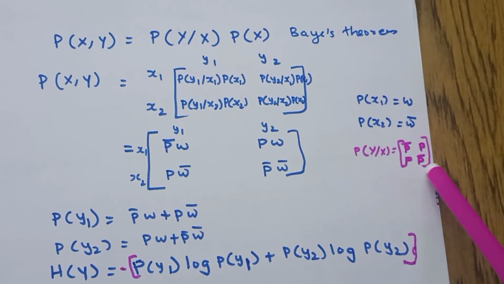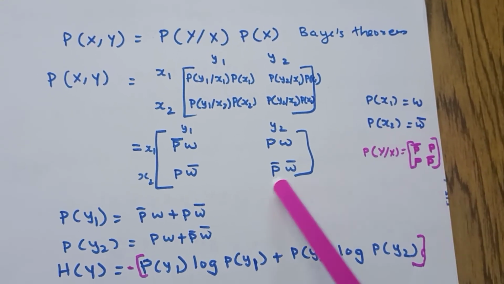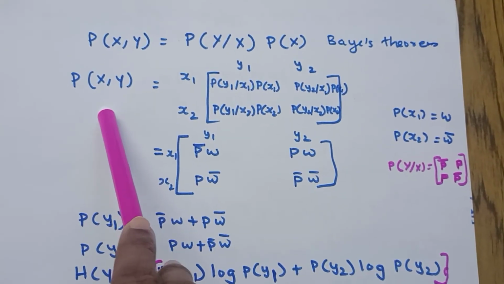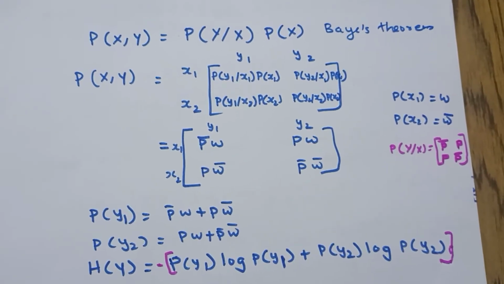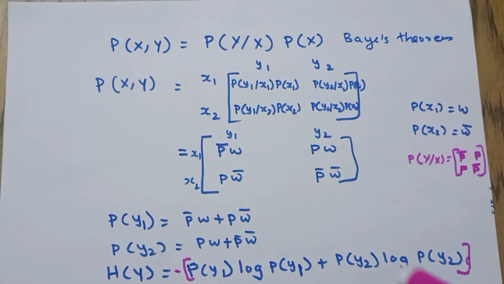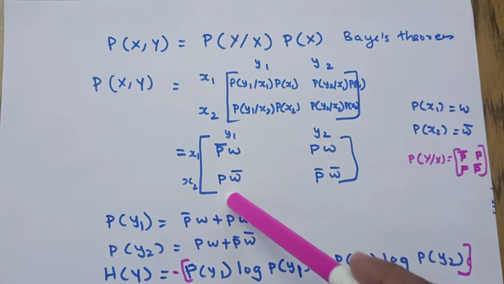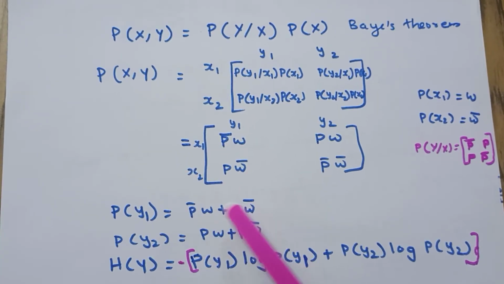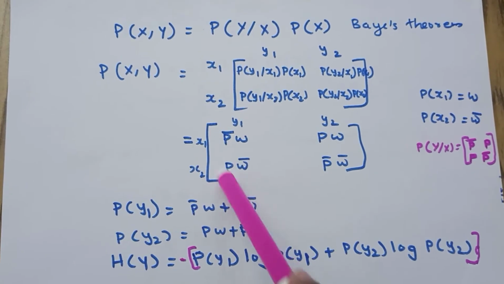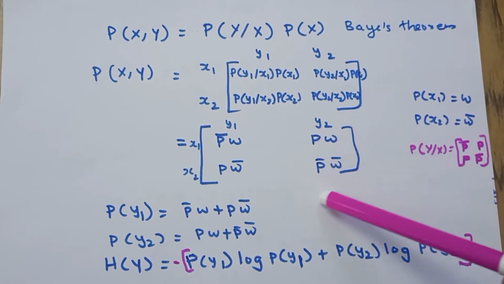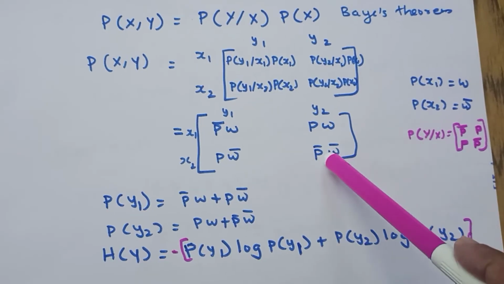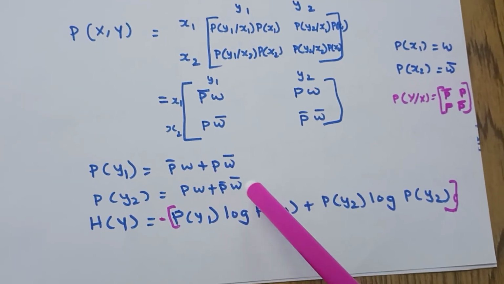P of y2 given x2 is P bar into W bar. Thus we get the joint probability matrix for the binary symmetric channel. We know that the first column sum will give P of y1, so P bar W plus P W bar is equal to P of y1. And the second column sum will give P of y2, so P of y2 is equal to P W plus P bar W bar.